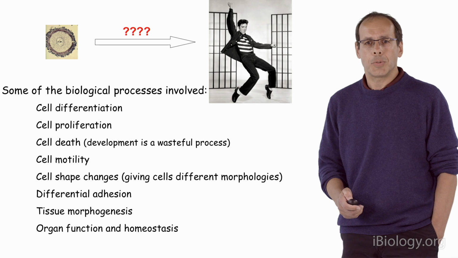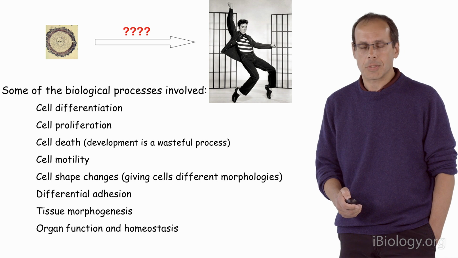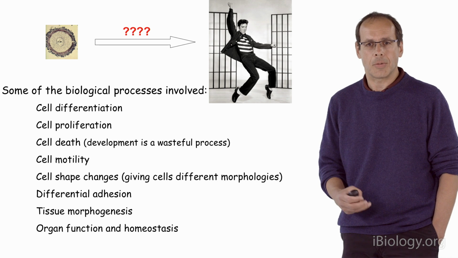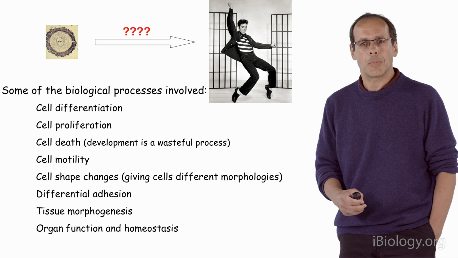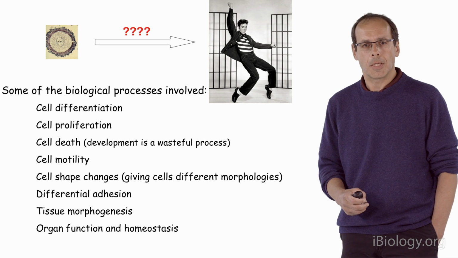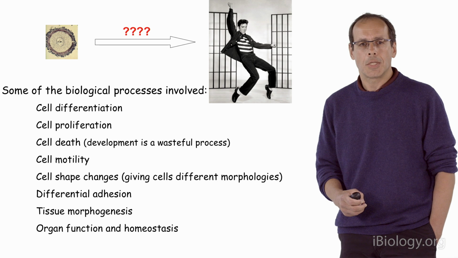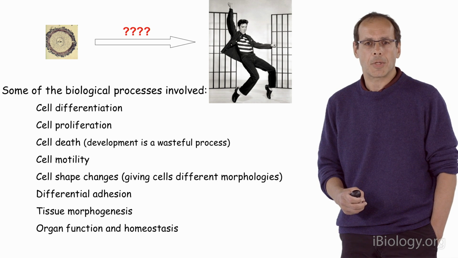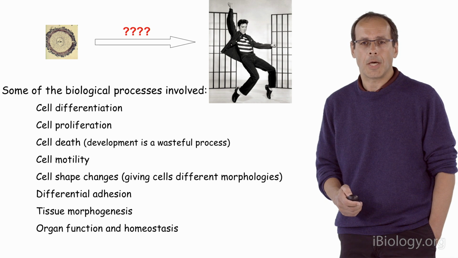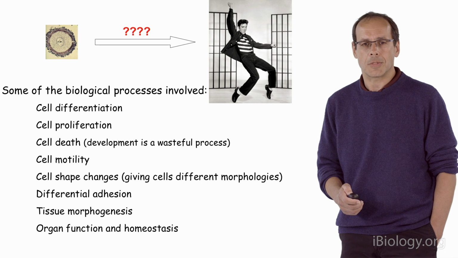And just to identify some of the questions involved in vertebrate development or in developmental processes in general, we can see a number of questions here, including cell differentiation, cell proliferation, cell death, cell motility, how the various cell types come together to form the various organs, tissues, and then finally how the organs function and are maintained during homeostasis.